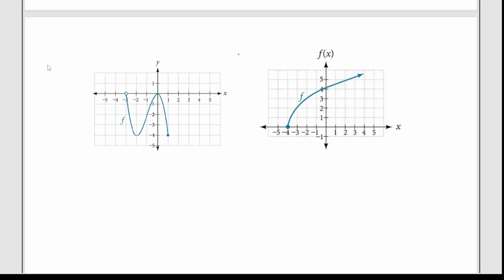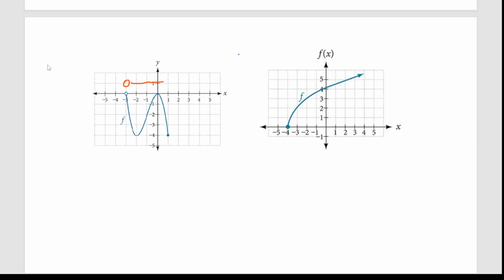Go ahead and pause your video and see if you can talk about these next two functions. So for this next function, left and right, we approach but do not hit -3, and then we go all the way until +1, and we actually do hit +1 in terms of what's going on left and right.